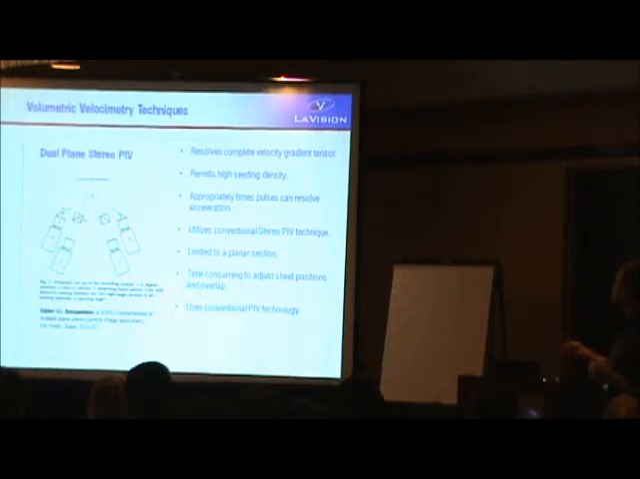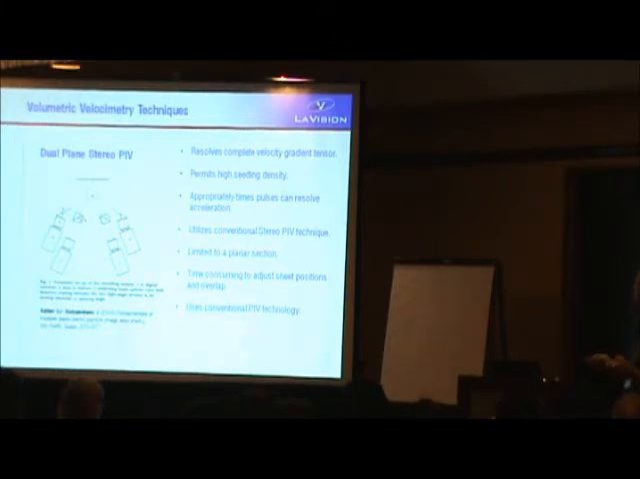The primary interest in setting such a system up is to measure the vorticity in all three directions. If you have the velocity sampled in two parallel planes, you have the possibility of calculating the spatial derivative of the velocity field in all three directions. So it resolves the complete velocity gradient tensor, albeit over a planar section. It's not through a well-developed volume. It utilizes conventional stereo PIV technique, and that can be put together with stuff that's well known. It is limited to planar section, and it's very time-consuming to adjust the sheet positions and set the overlap.